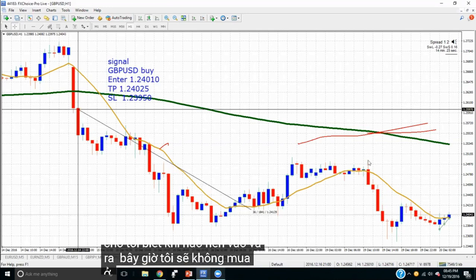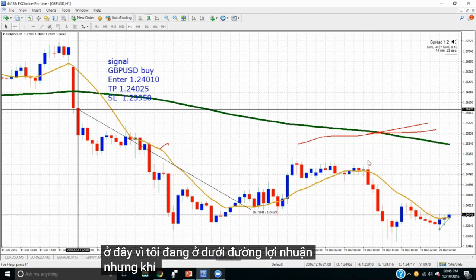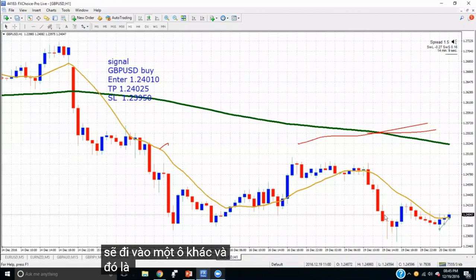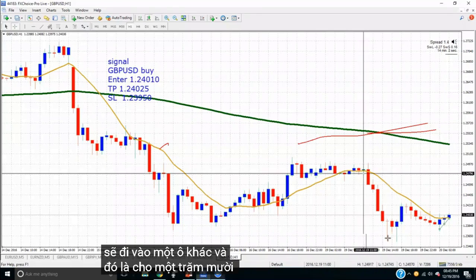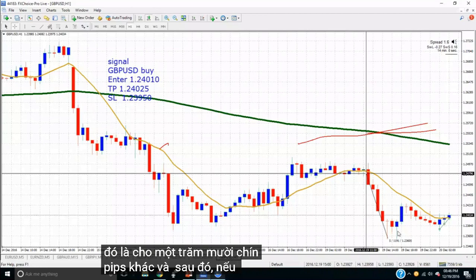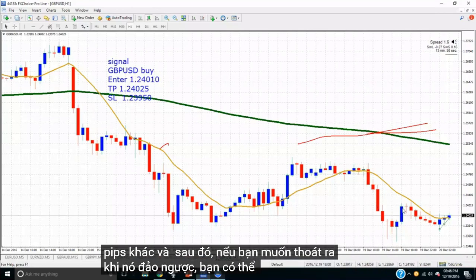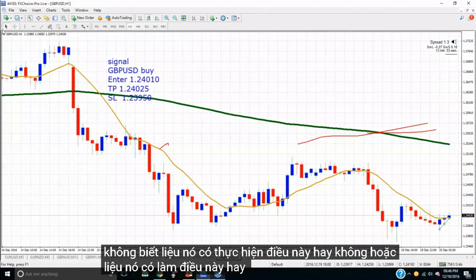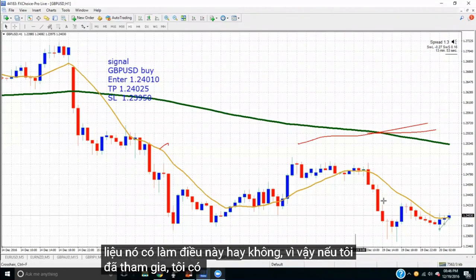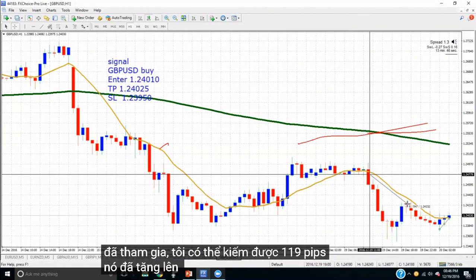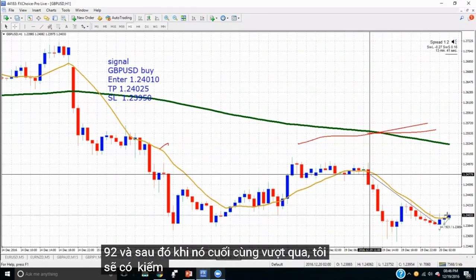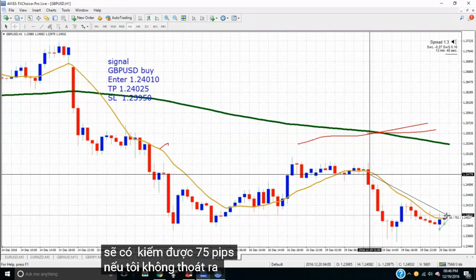Now, I wouldn't have gone into a buy here because I'm below the profit line, but when it crossed this profit line, or this goldenrod again, this EMA, I would have gone into another sell, and that's for another 119 pips. And then if you want to get out when it reverses, you can, because you don't know if it's going to do this or if it's going to do this. So if I would have got in, I could have made 119 pips. It went up to 54 and then back down to 92. And then when it finally crossed, I would have netted 75 pips if I didn't get out down here.